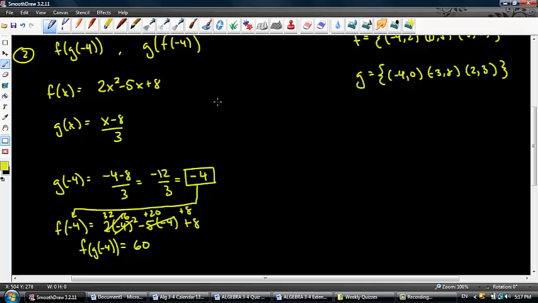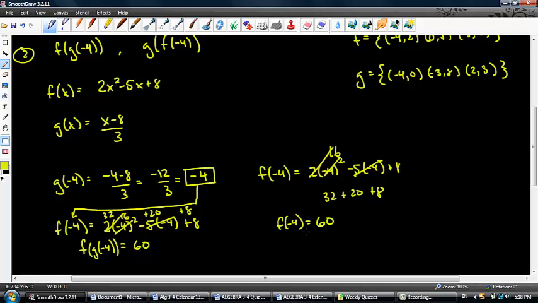Likewise, if they wanted us to find g of f of -4, let's go ahead and do that. This time f of -4 is the innermost function. So f of -4 is 2 times (-4) squared minus 5 times -4 plus 8. As we saw from the last problem, that's 32 plus 20 plus 8. This is 60. So f of -4 is 60.